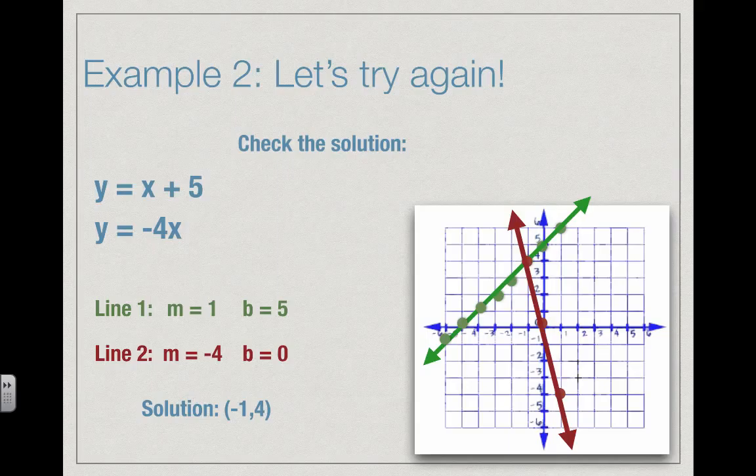We can check our solution and make sure it's correct. We would plug in negative 1 for x and 4 for y into both equations and make sure that it's true. So with the first equation, negative 1 plus 5 is 4, so it works for that line. And in the second equation, negative 1 times negative 4 is 4. So we know we did that problem correctly.